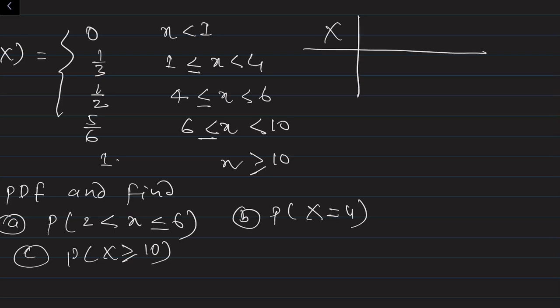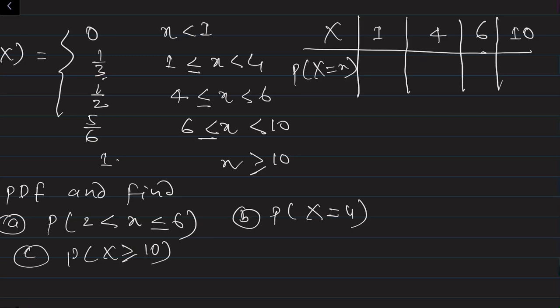So what are the points? When it touches 1, the probability becomes 1 over 3, right? So the points are 1, 4, and 6, as well as 10. So the probability at x equals 1 is 1 over 3. When x is less than 1, CDF is 0. So this is simply 1 over 3 minus 0, right?